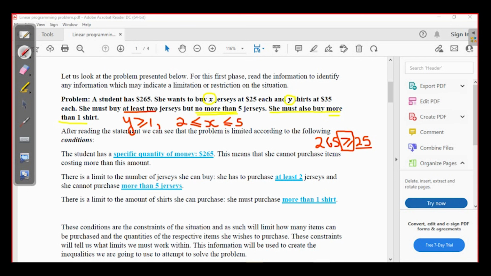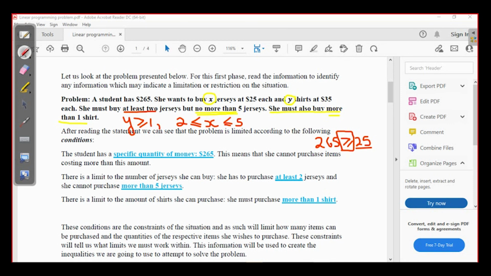If you can answer that question, you'll be able to figure out how to connect the 265 to the X and the Y. So what am I spending the $265 on? Apples, grapes, dogs, chocolate. There you go. Jerseys and shirts. So if you have $265, you want to spend that $265 wisely on jerseys and shirts. And you want to at least maximize how you spend that money.